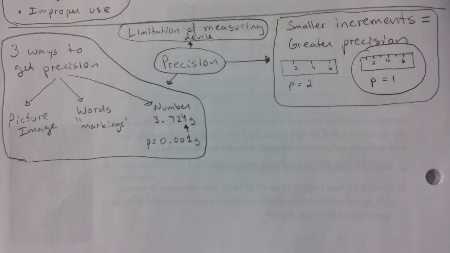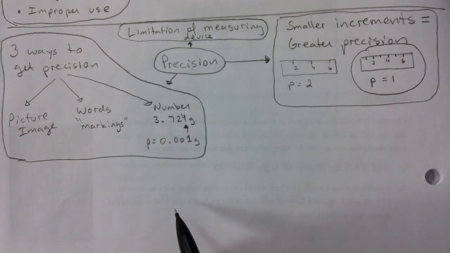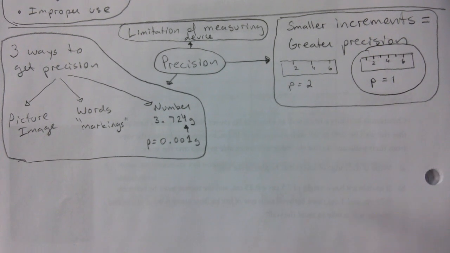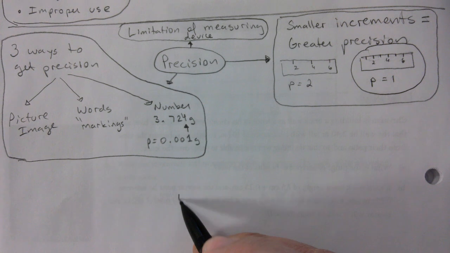And now we're going to do uncertainty. I might steal a little bit of space here, so I'm not going to do the line. Uncertainty.